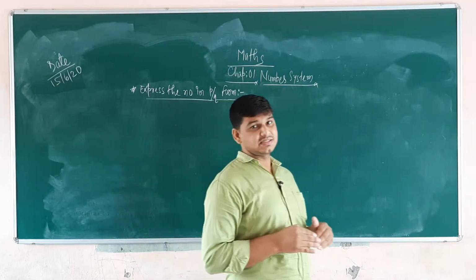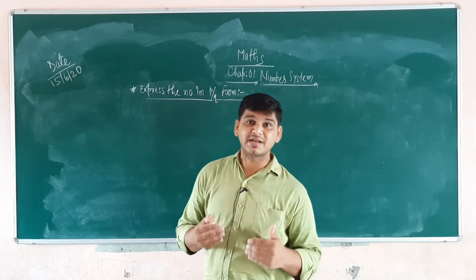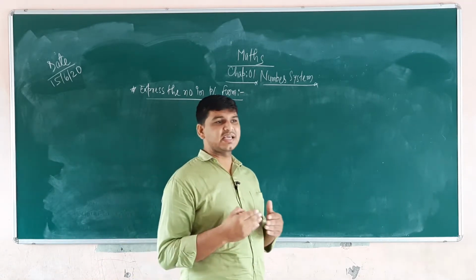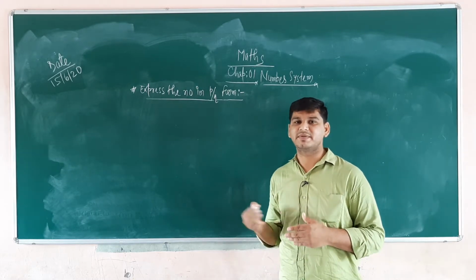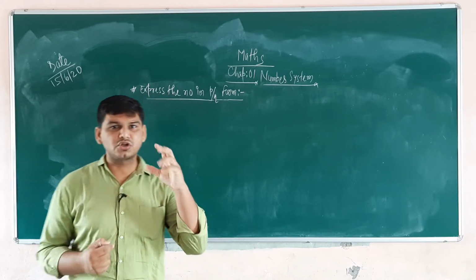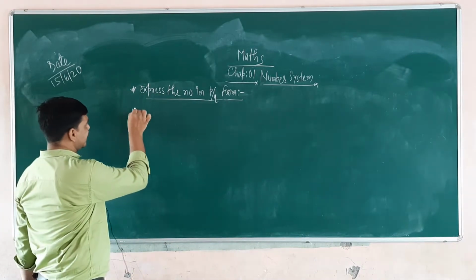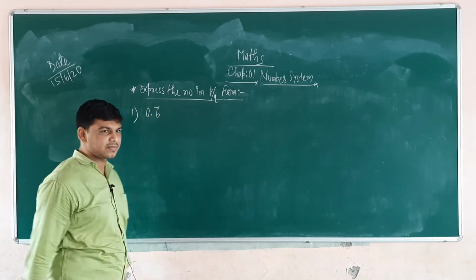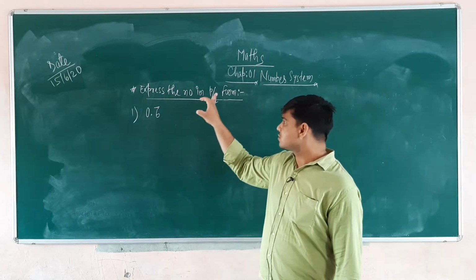Now in today's class we are discussing the representation of decimal numbers in p by q form. If decimal numbers are given, how can they be represented? Let me take one example, 0.6 bar. It is a non-terminating recurring number, 0.6 bar.